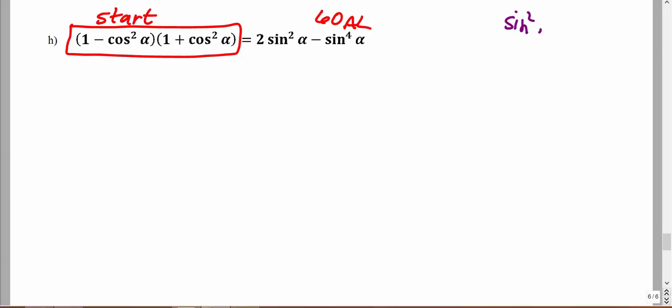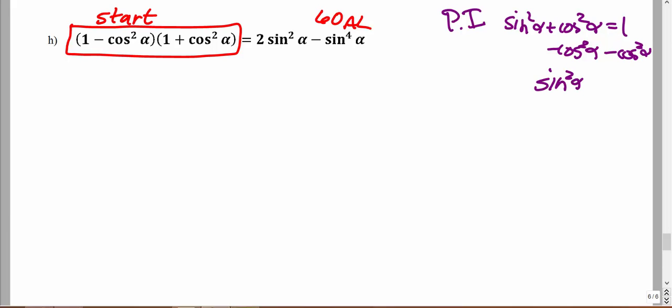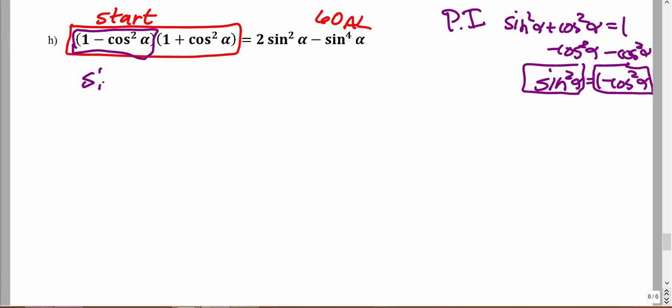We know that sine squared alpha plus cosine squared alpha is equal to 1. And I want to replace 1 minus cosine squared alpha with sine squared alpha. So I'm going to use my Pythagorean identity to show the equivalency. I'm going to subtract cosine squared alpha from both sides, and we end up with sine squared alpha is equal to 1 minus cosine squared alpha. So I'm going to replace 1 minus cosine squared alpha with sine squared alpha.